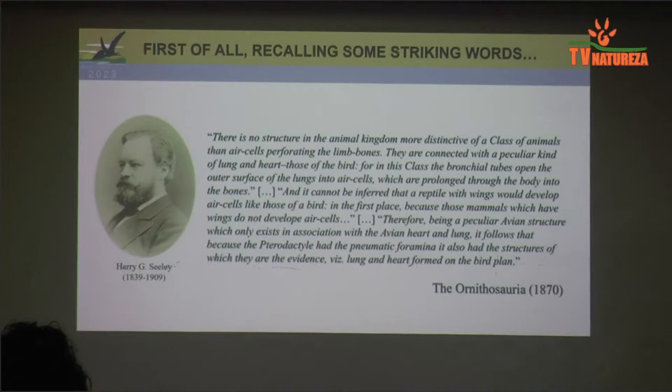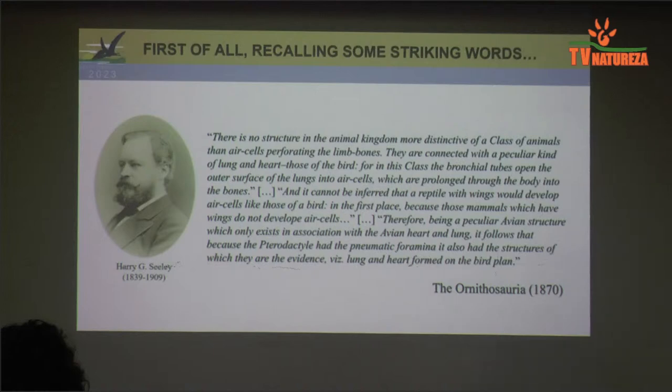Reading the statement, he said there is no structure in the animal kingdom more distinctive of a class of animals than the self-perforating limb bones. They are connected with a peculiar kind of lung, that of the bird. For in this class, the bronchial tubes open from the outer surface of the lungs into air cells, which are prolonged throughout the body into the bones.